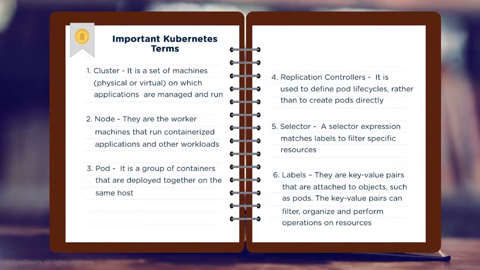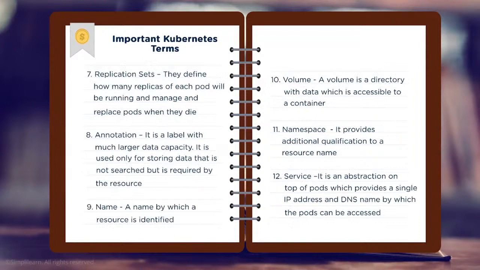We have a selector, which is an expression matched to labels to filter specific resources. Labels are key value pairs that are attached to objects such as pods. The key value pair, or the label, can be used to filter, organize, and perform operations on resources. Replica sets define how many replicas of each pod will be running and managed, for example when you want to replace a pod when it dies.